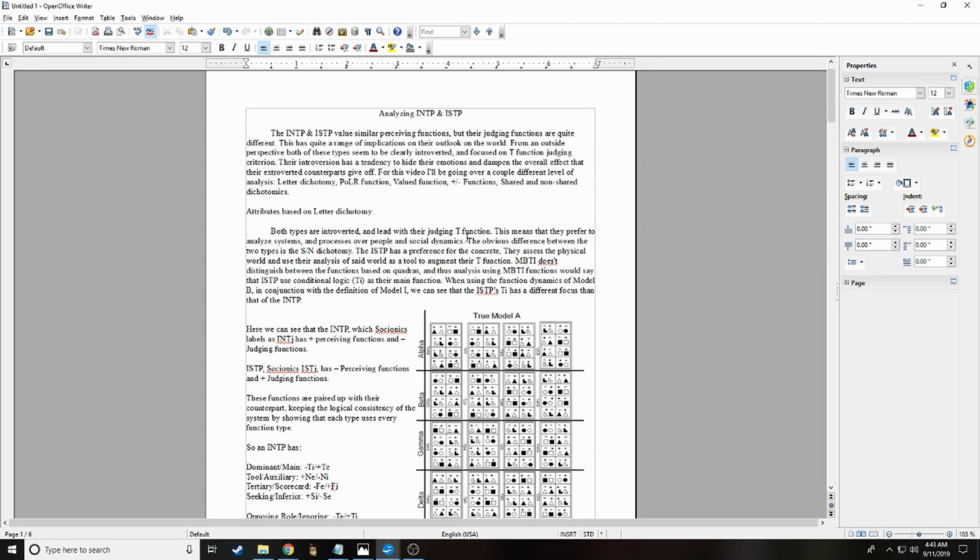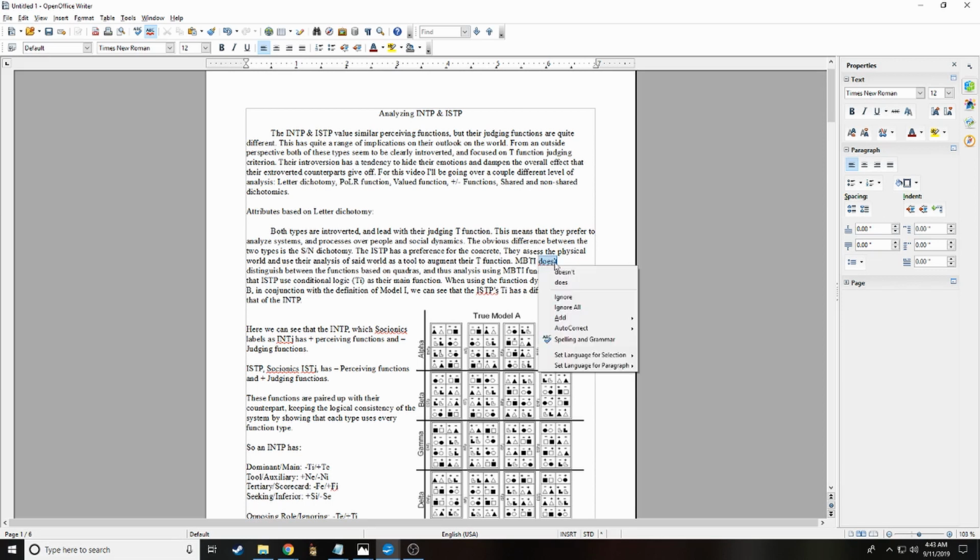with their judging T function. This means that they prefer to analyze systems and processes over people and social dynamics. The obvious difference between the two types is the SN dichotomy. The ISTP has a preference for the concrete. They assess the physical world and use their analysis of said world as a tool to augment their T function.